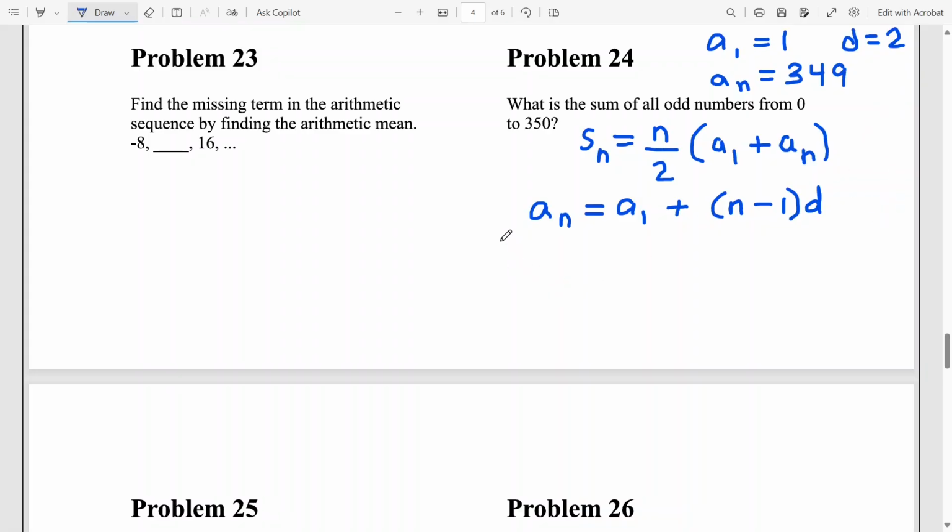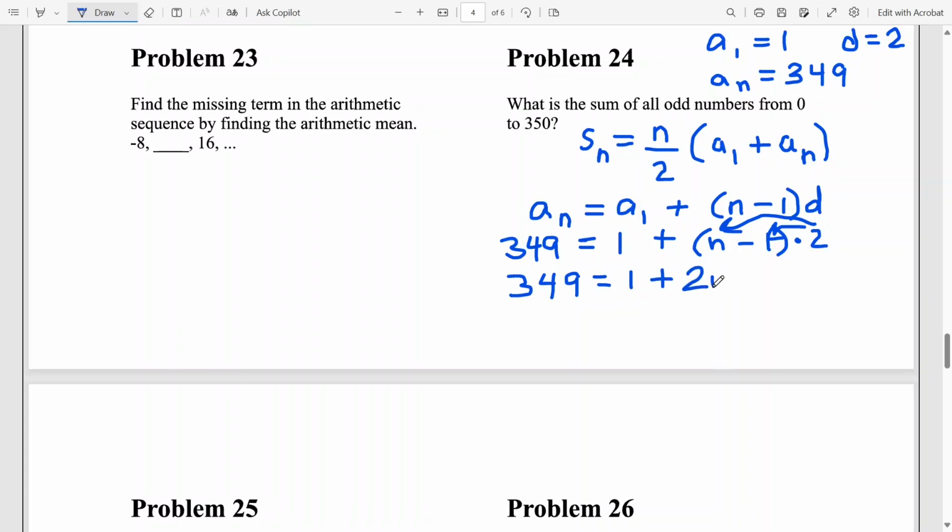We know a sub n, so 349. That's going to equal 1 plus, we don't know what n is, so we have n minus 1 times our common difference of 2. So we can distribute the 2, we can multiply it by the n, and we can multiply it by the minus 1 here. And we can start to work this out and solve for n. So we get 349 equals 1 plus 2 times n is 2n, minus 2 times 1, which is 2.